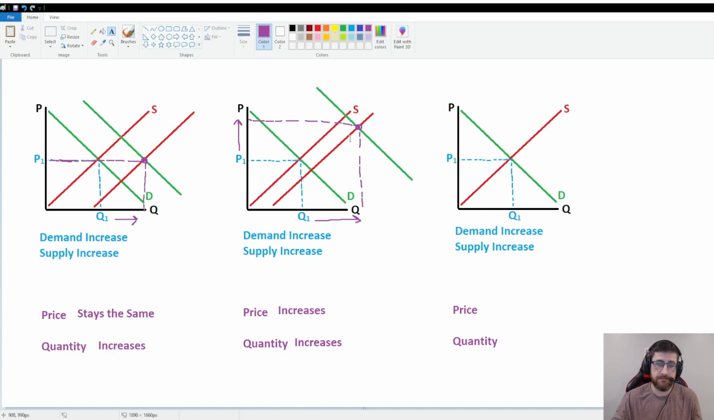Let's try one more time. This time I'm going to do the opposite. I'm going to make supply move a lot, and I'm going to make demand move just a little bit. Okay. Well, now my equilibrium is down here. And this result is that P has actually gone down and quantity has increased. So again, we can write that down.